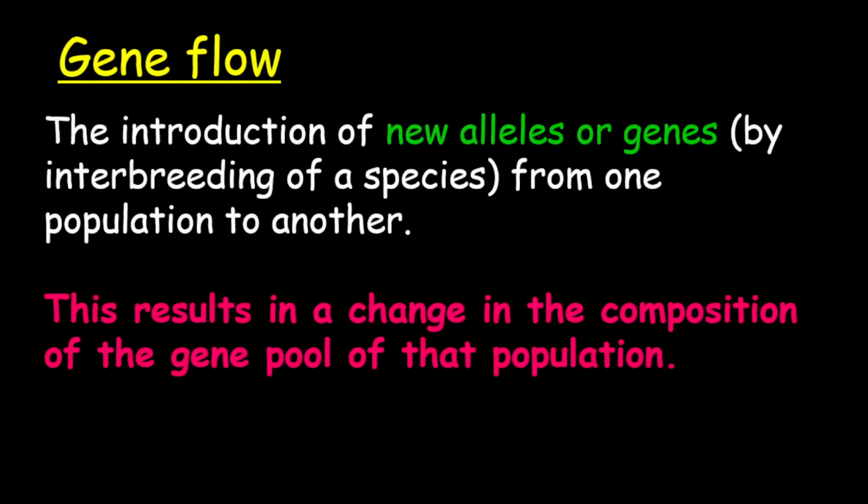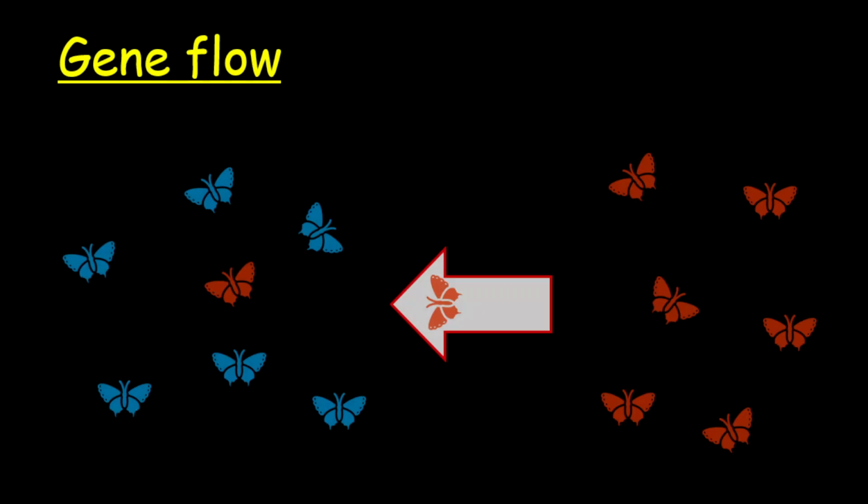And gene flow now is the introduction of new alleles or genes by means of interbreeding of species from one population to another. All right, and a point to note is that this results in a change in the composition of the gene pool of that population. So you're bringing something new that wasn't there before. All right, and so this is an example. We have two different colors of butterflies, a blue one and an orange one. All right, and so the orange one may introduce new alleles into the blue population, and then eventually what you may have is a blue and orange butterfly or a mixture of blue and orange or spots or whatever.